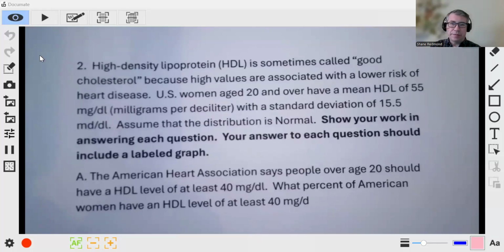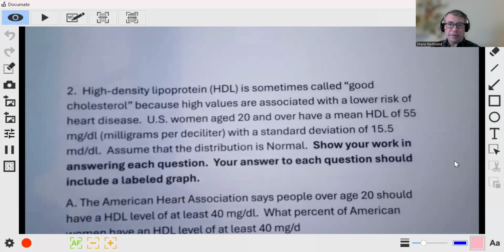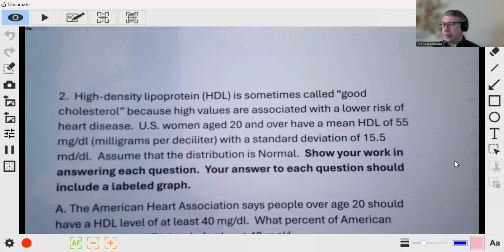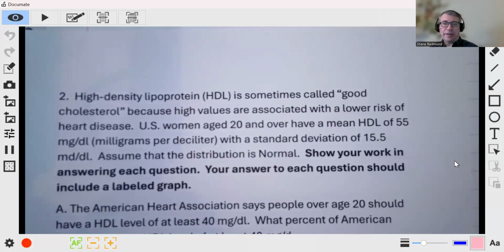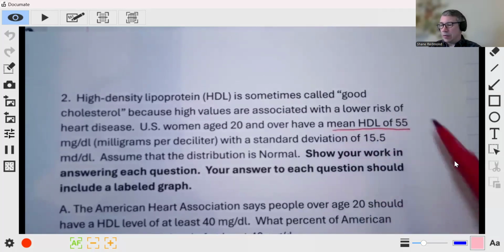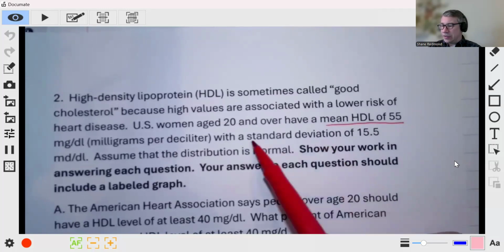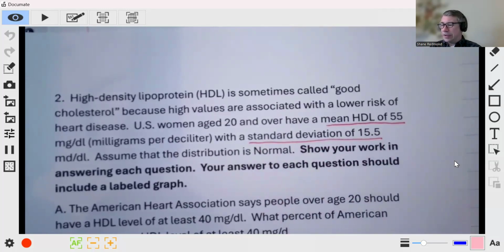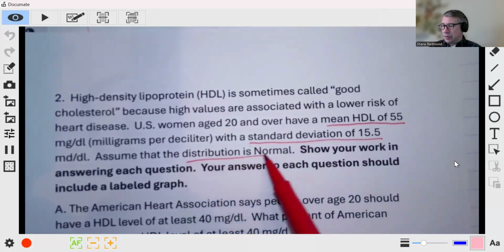So here's a sample question that uses the normal distribution. High-density lipoprotein, or HDL, is sometimes called good cholesterol. There's good cholesterol and bad cholesterol for those people of my age who need to keep track of those things. HDL is good cholesterol because high values are associated with a lower risk of heart disease. U.S. women aged 20 and over have a mean HDL of 55 milligrams per deciliter and a standard deviation of 15.5. Assume that the distribution is normal.